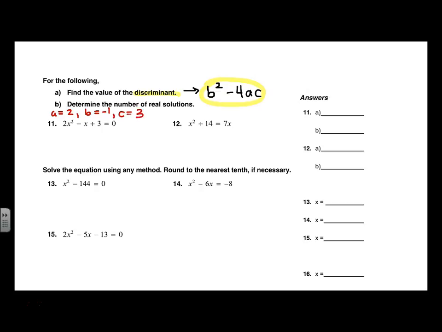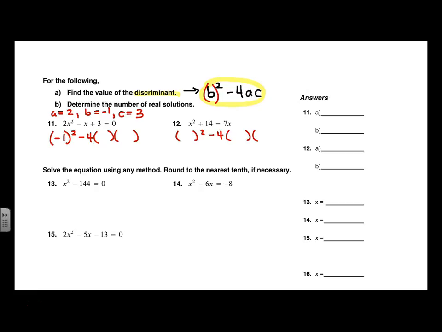So when I go to plug in, here's where a lot of you messed up. B is squared, all of B. So negative 1 is squared. Some of you forgot the parentheses and it messed you all up. B is squared, negative 1 is squared. Then we plug in who is A and who is C. We use the same format for both of them.